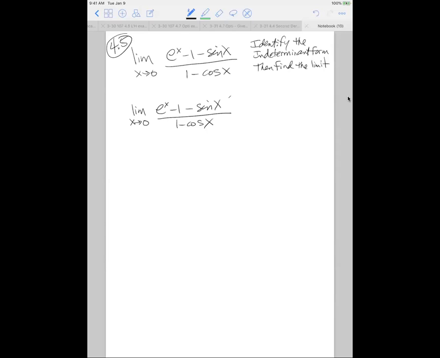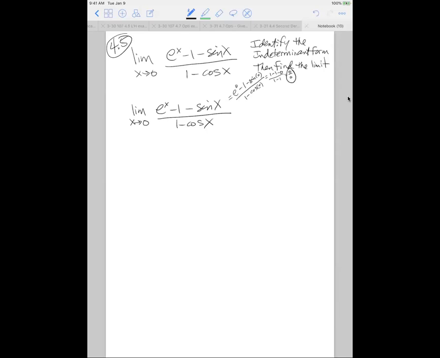I'm going to go up here off to the top and just plug in. I get e to the 0 minus 1 minus sine of 0 over 1 minus cosine of 0. And that is equal to 1 minus 1 minus 0 over 1 minus 1. So I get 0 over 0. So yes, I confirm that it is the indeterminate form 0 over 0, which means I can use L'Hopital's rule. That was the purpose of doing it.